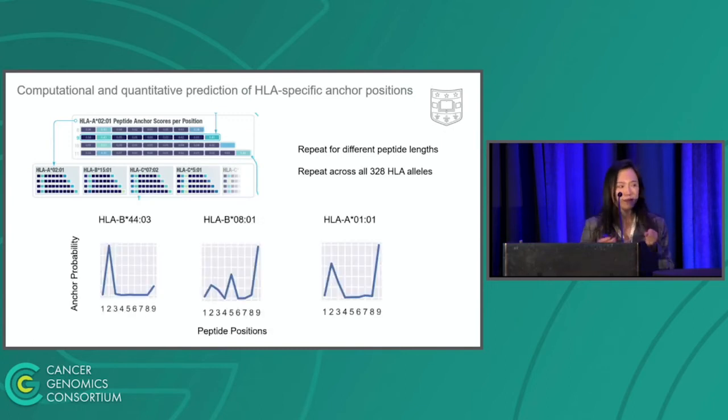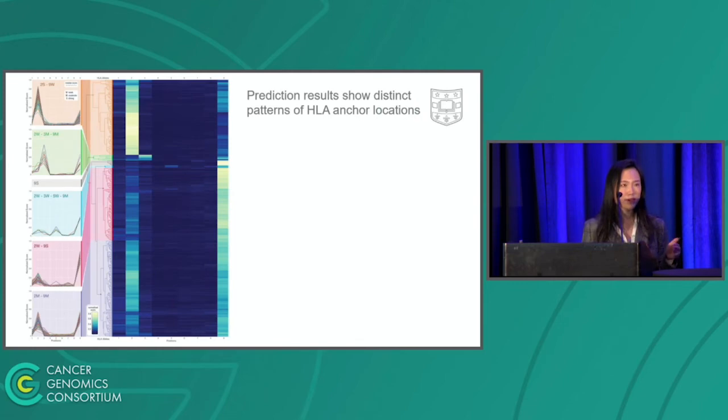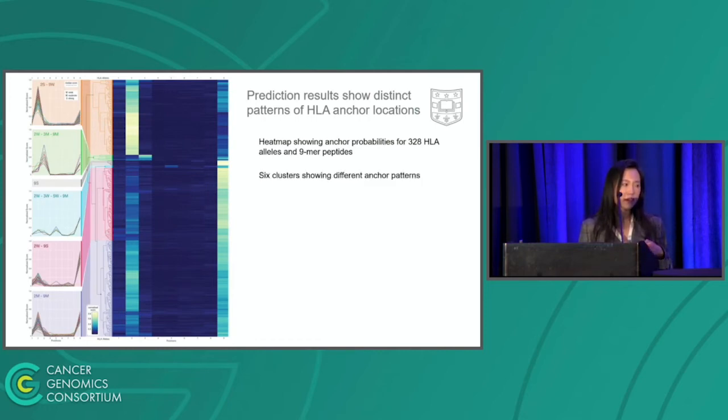And I'm just randomly pulling out some of the patterns that we're seeing here across 3 different HLA alleles in a line plot format. And when you take those and bring them on a pan-allele scale of 328 HLA alleles, this is the heat map that you're going to see. So this is for all the HLA alleles we have for 9-mer peptides. And as you can see on the left, on the y-axis, we have all the HLA alleles. Each row represents an individual HLA allele. And then on the column side, we have all the peptide positions ranging from 1 to 9.